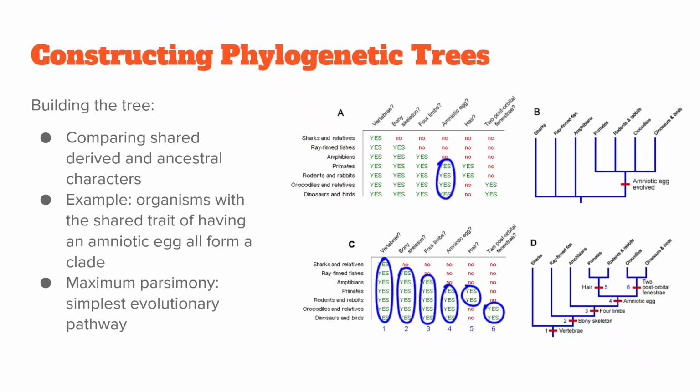To build a phylogenetic tree, scientists compare shared derived characters, new traits unique to a group, with ancestral characters inherited from a distant ancestor. For example, organisms with an amniotic egg form a clade because that trait evolved once in their common ancestor. A principle called maximum parsimony favors the simplest explanation with the fewest evolutionary changes. In science, the simplest path is often the most likely.